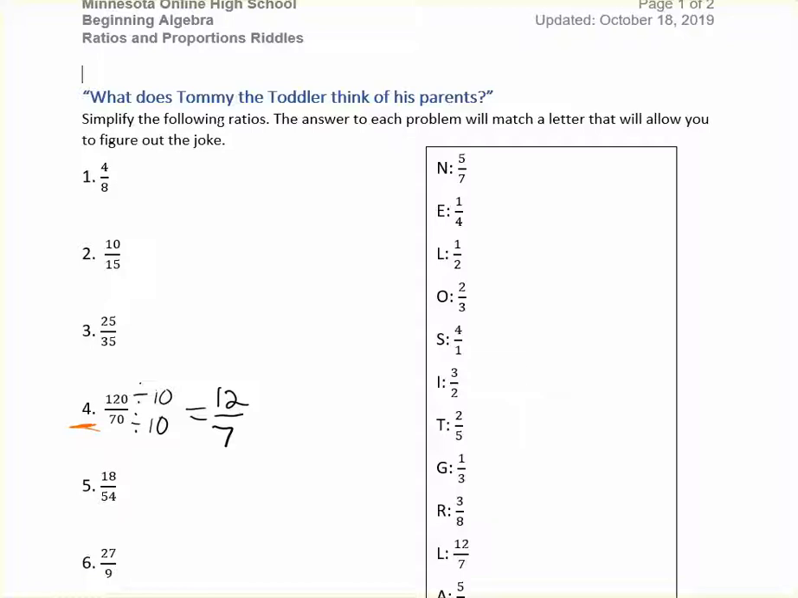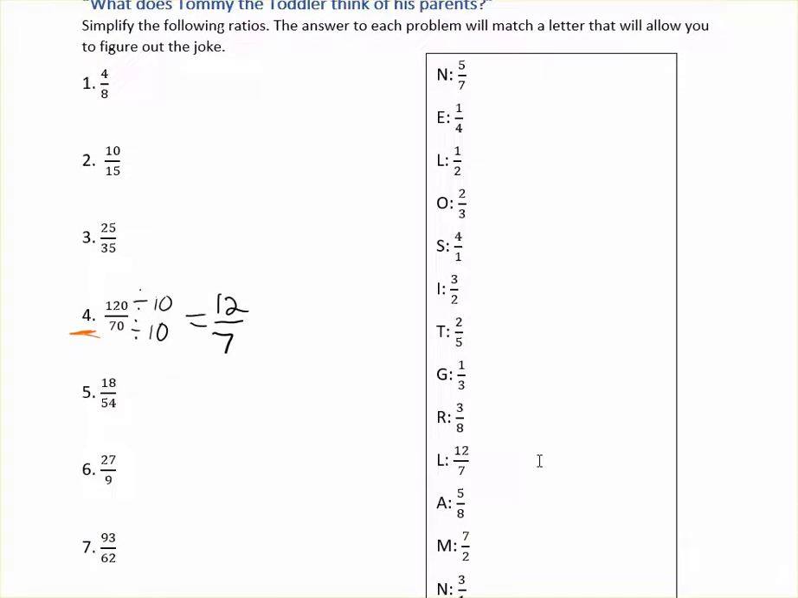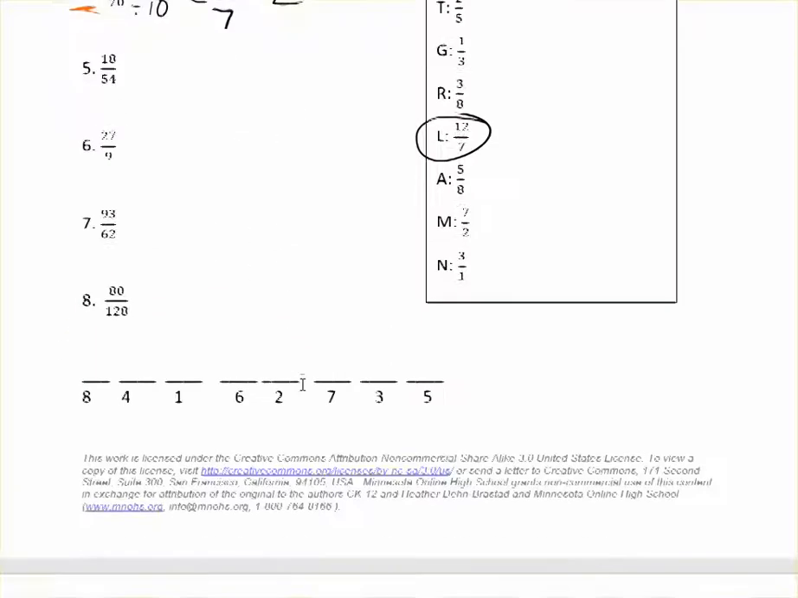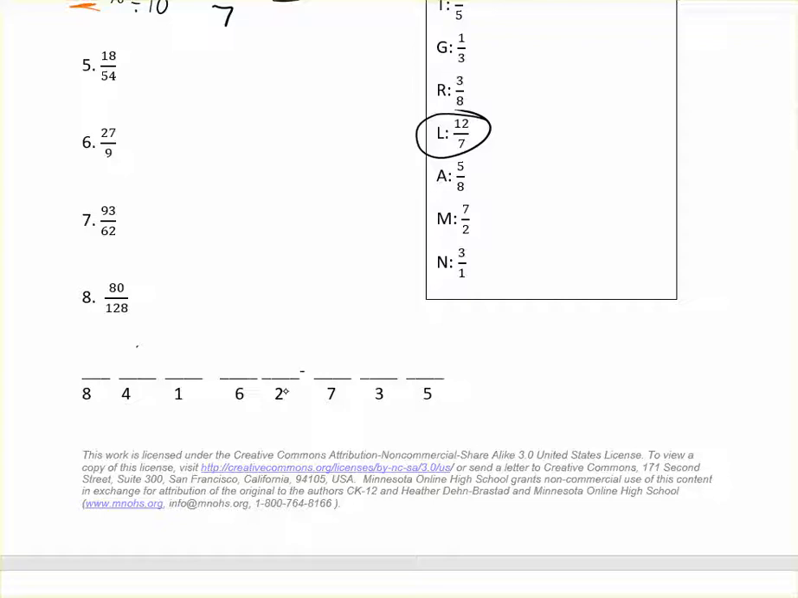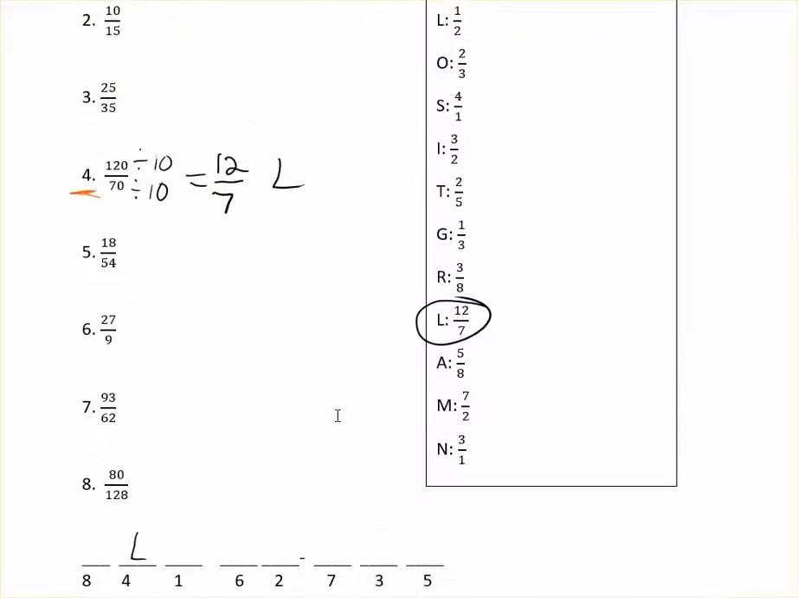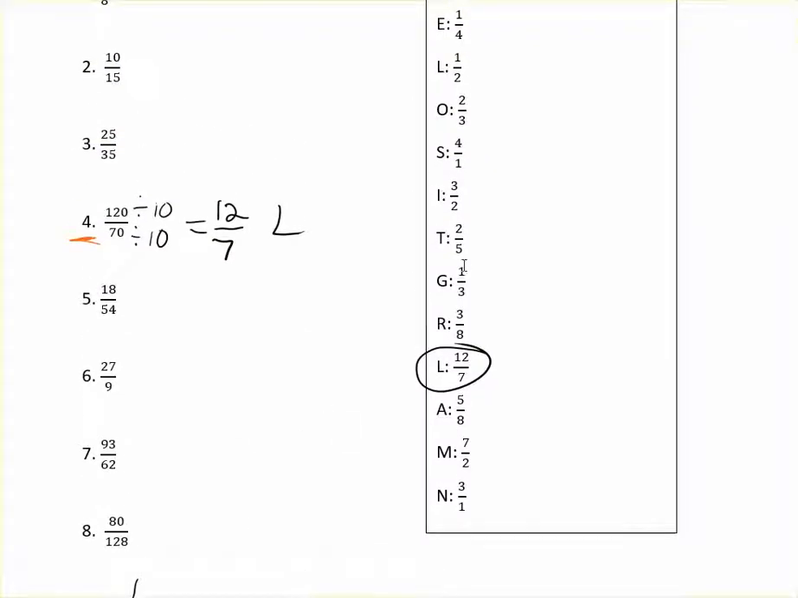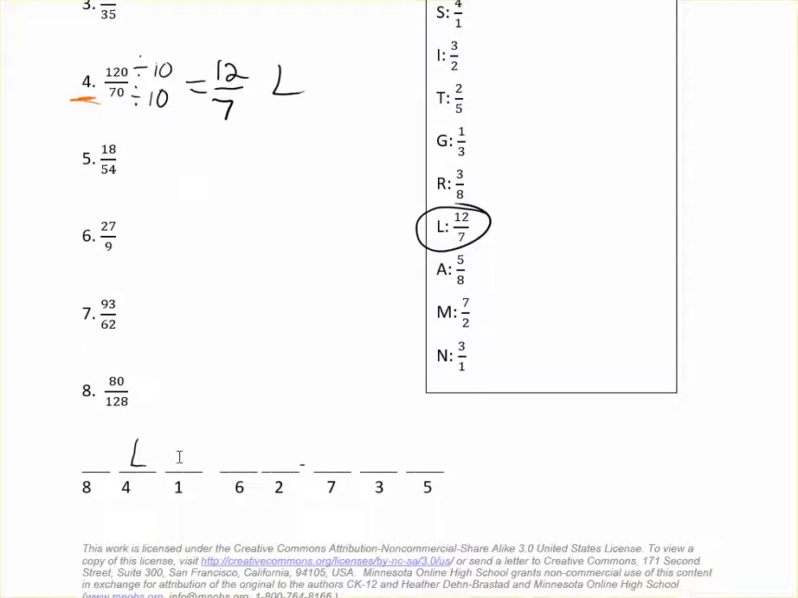So I think it's 12/7, and then you try to find, here it is, L is the matching letter for that answer. So number 4 is L, so you would put an L here. And then you would simplify another ratio and then look for the answer and then put the letter that matches that answer for that problem number down here.